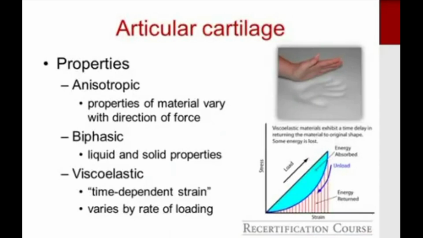The properties which are important include that it's anisotropic, which means the properties of the material vary with the direction of force applied. It's biphasic, meaning it has both liquid and solid properties, and it's viscoelastic, meaning it has time-dependent strain, and it varies by rate of loading. So viscoelastic would include the picture in the top right, where the imprint of the person's hand is on the mattress. Once you remove the force, it slowly returns back to its normal state.